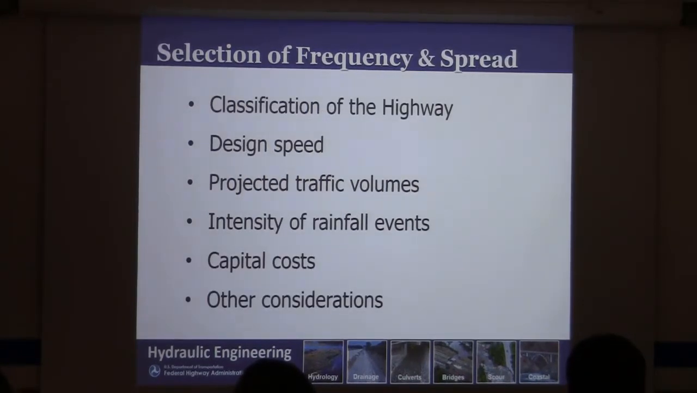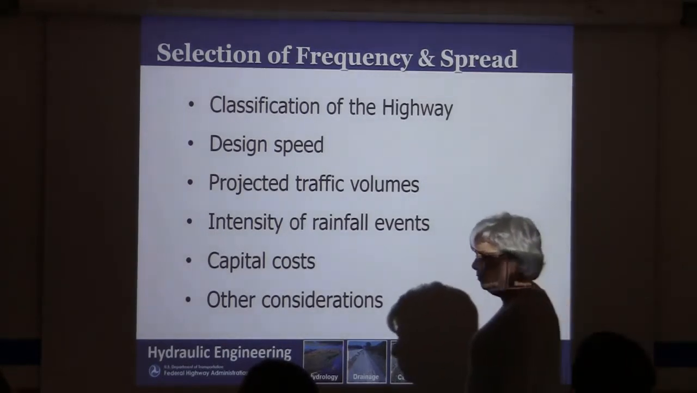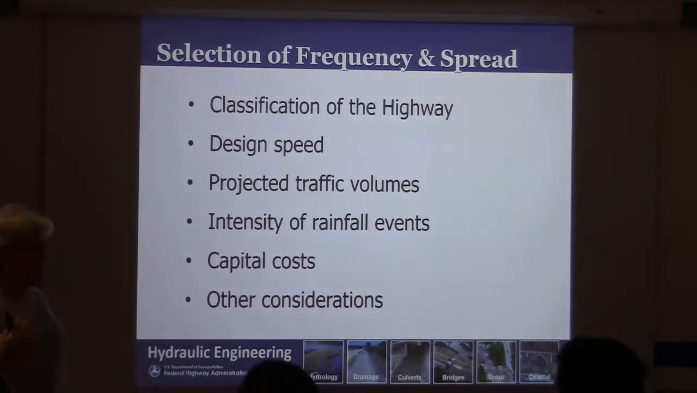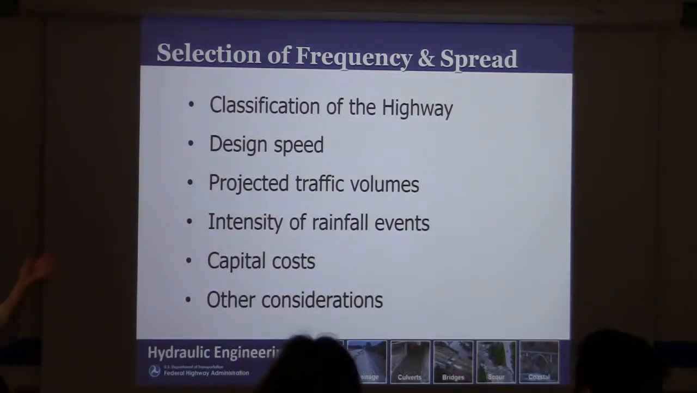So classification of the highway, like I was saying: is it an interstate? Is it a heavily traveled road? Is it 4 lanes wide? That gives you an indication that it's heavily traveled. Is it out in the country, a minor collector, just a minor road, things like that.